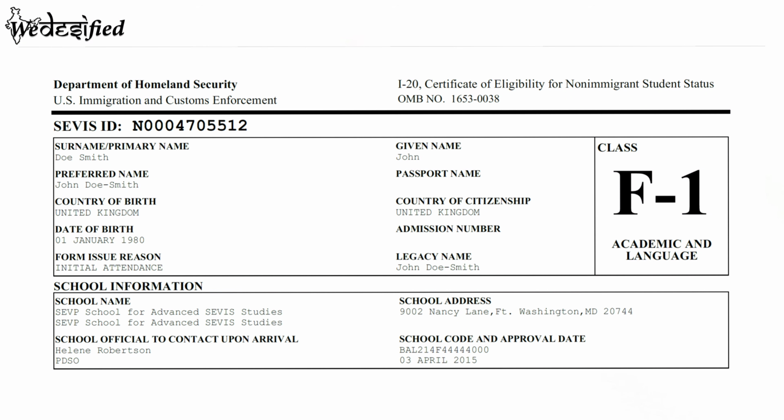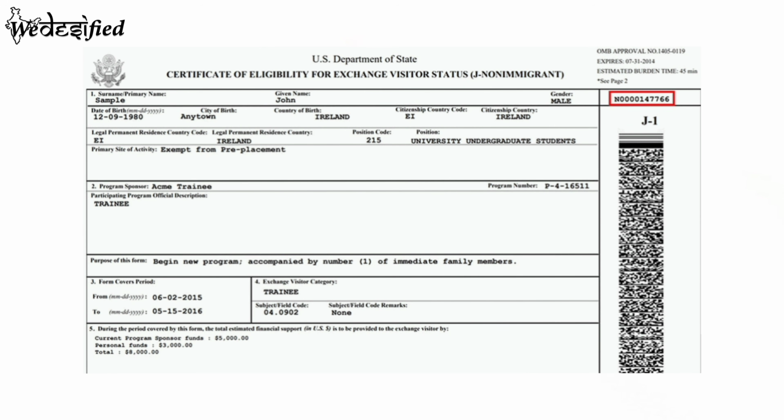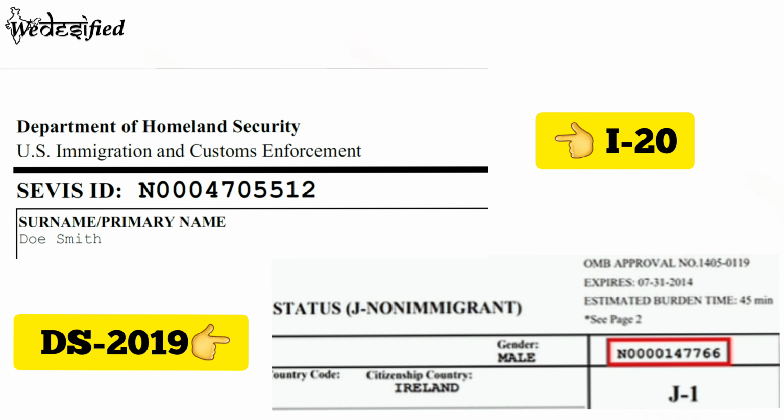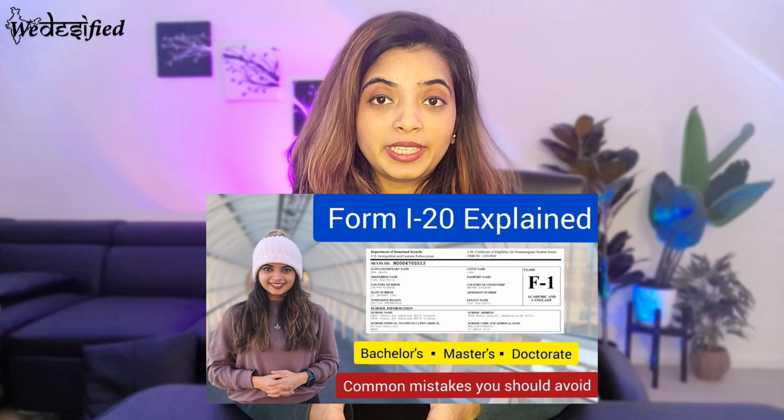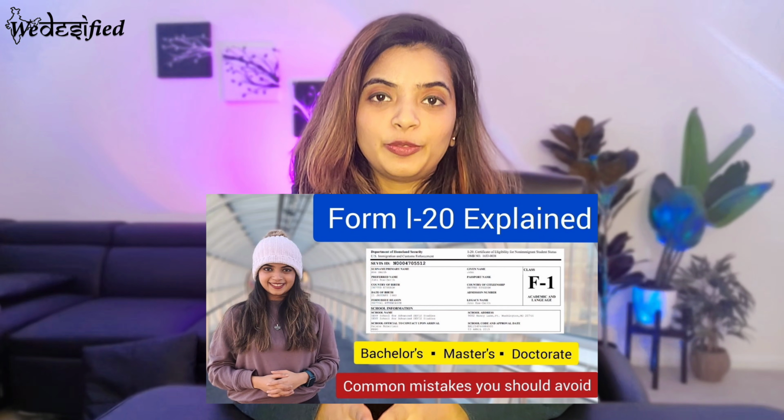If you remember from our I-20 video, you can find your SEVIS ID on the first page, top left corner on your I-20, or top right corner on your DS-2019 form. It starts with N and can have up to 11 digits. If you haven't watched our video on I-20 yet, then watch it right after this video.